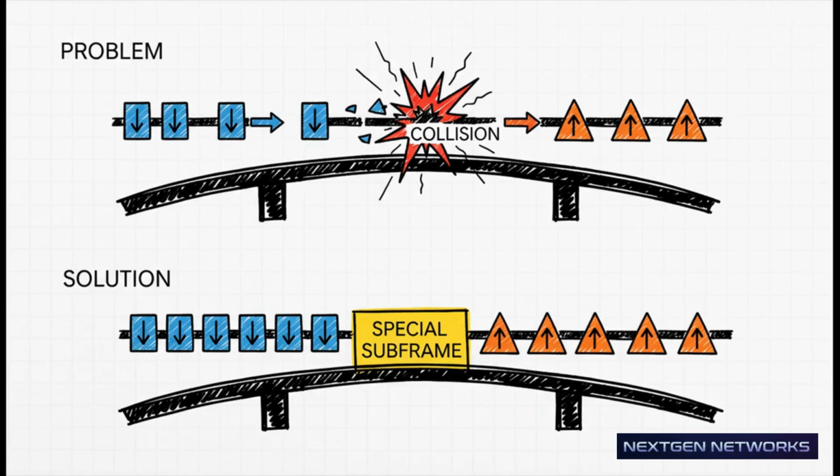Now let's go back to TDD. For that single-lane bridge to work, it needs that traffic controller, right? It needs a specific moment in time to safely switch from downloads to uploads. In LTE, that controller is a really important little thing called the special subframe. Honestly, without it, the download and upload signals would just crash right into each other.